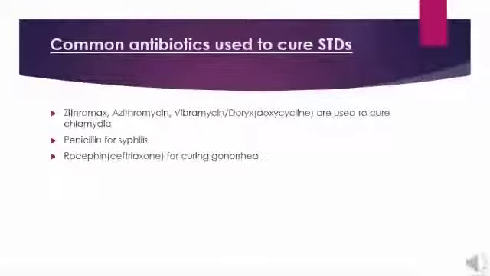Common antibiotics used to cure sexually transmitted diseases. There are many antibiotics actually that are used to cure some sexually transmitted diseases. But here are a few from those. Here are a few we pick from the many we have. First, we have the Zithromax, azithromycin, vibramycin, doxycycline, which are used to cure chlamydia. Then we have penicillin, which is used to cure syphilis. Then rocephin or ceftriaxone for curing gonorrhea.